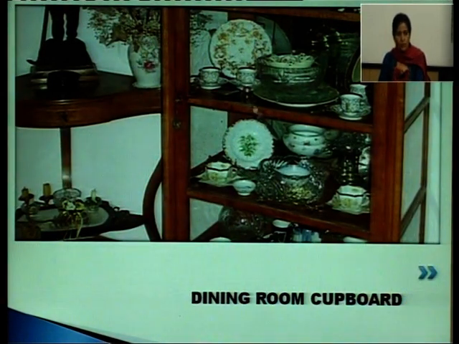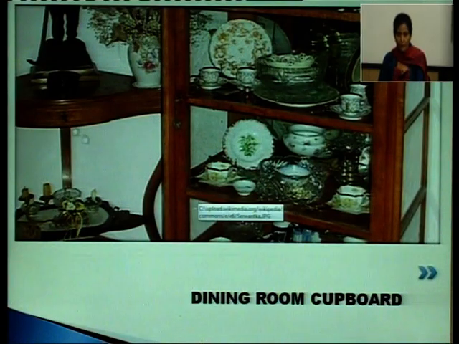You can have a look at a dining room cupboard. In this cupboard, the various shelves are of wood and front and side are made up of glass to keep the dirt and dust away from the cutlery or utensils or glasswares.